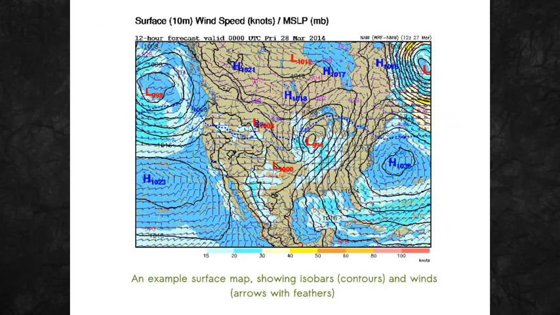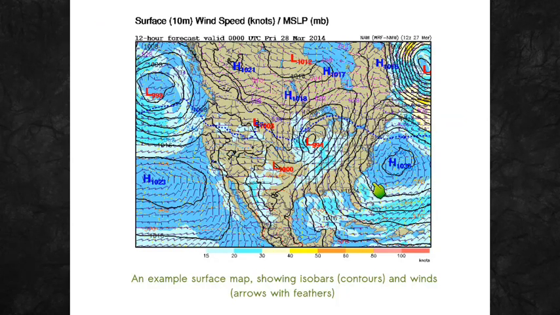Here's an example surface map showing isobars. Remember, on the surface we look at isobars, lines of constant pressure, and the isobars are the black lines. We've got regions of high and low pressure indicated. And again, these little barb-like things are the winds. You can treat them like feathers and arrows, where you've got feathers on one end, and the pointy end is the direction that the wind is going.